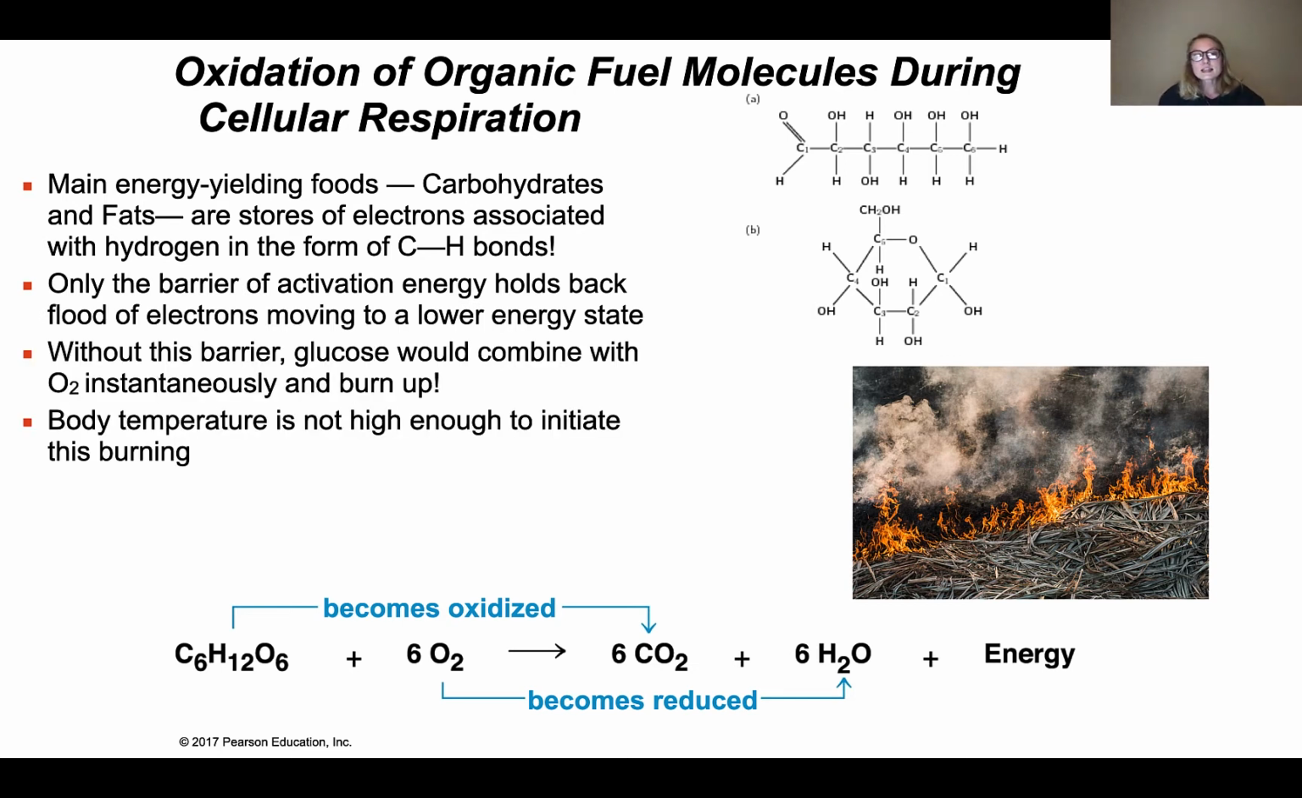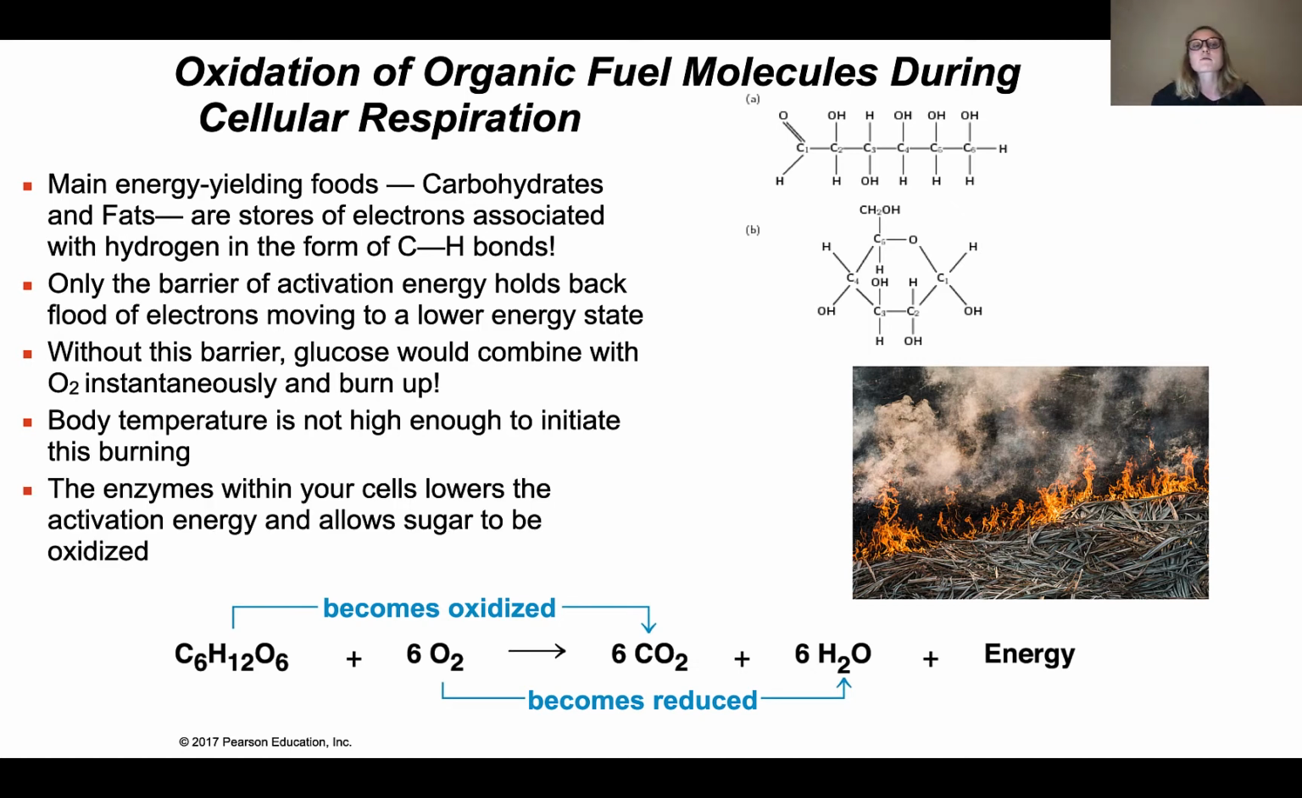Now, the only thing that's holding back these electrons from moving to a lower energy state is the activation energy. Without this activation energy barrier, glucose would just instantly combust, kind of like what is happening here in the sugarcane field. Now, lucky for us, our body temperature is not high enough to initiate this burning. So our body requires enzymes, which lower the activation energy and allow this sugar to finally become oxidized, releasing energy.